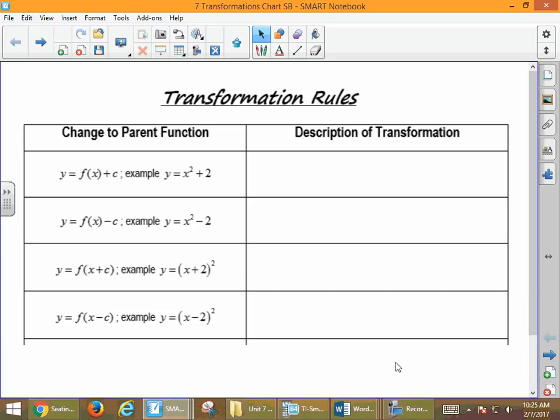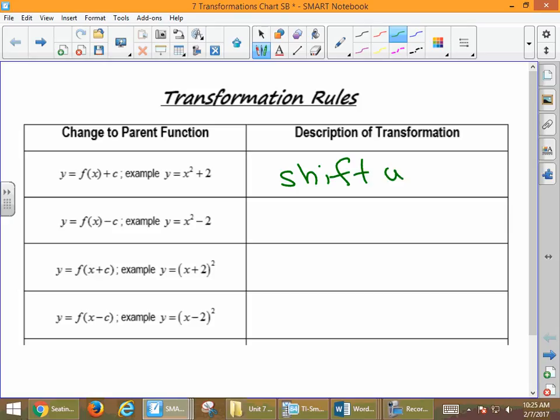And so we want this transformation rules chart to be something you can keep looking back to and keep turning back to, to help you study or to help you remember these transformations. So this first one, we're adding c, and so we're going to shift up c. And then if we were to subtract c, we're going to shift down by c.